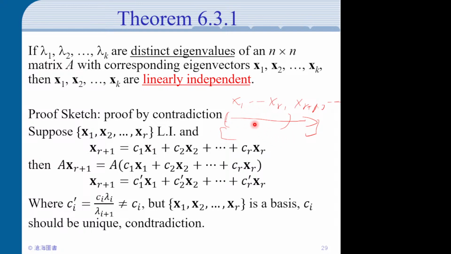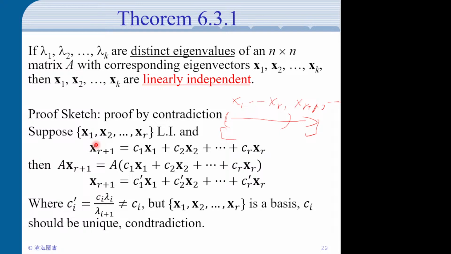Now you just apply your A on both sides of this equation. What happens if you apply your matrix A to the two sides? A on x_{r+1}: it's an eigenvector, so you get lambda_{r+1} times x_{r+1} here. And you can also multiply A inside, and then you get lambda_1 through lambda_r on the right. Okay, and so you can move things around.